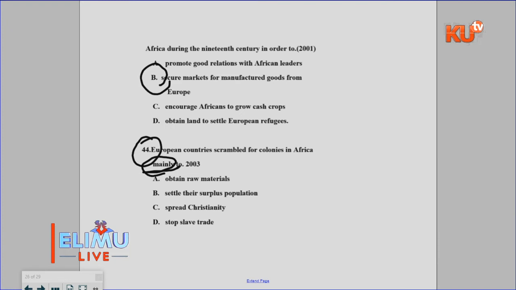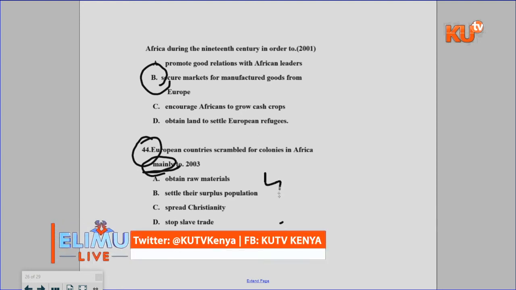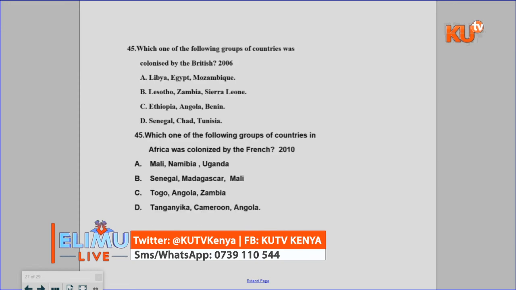2003: obtain raw materials, settle their surplus population, spread Christianity, and stop slave trade. So those are some of the reasons that made European countries to acquire colonies. But which one is the main? The main is choice A. So choice A is the main reason, that one.